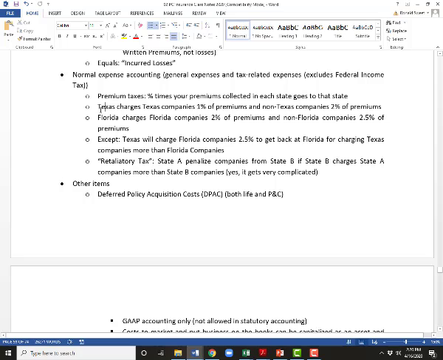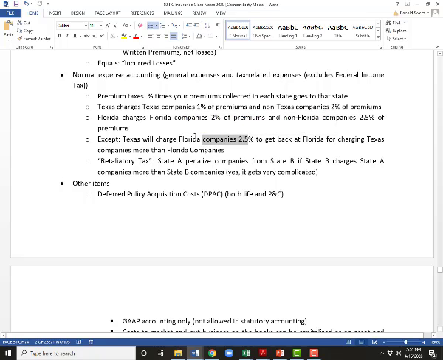There is something called retaliatory tax. If Texas charges Texas companies 1%, but they charge non-Texas companies 2%, and Florida charges 2% of premiums, and non-Florida companies 2.5%, Texas will charge Florida companies 2.5%.